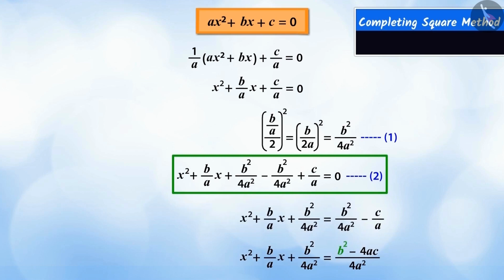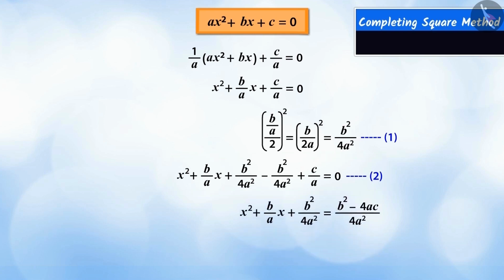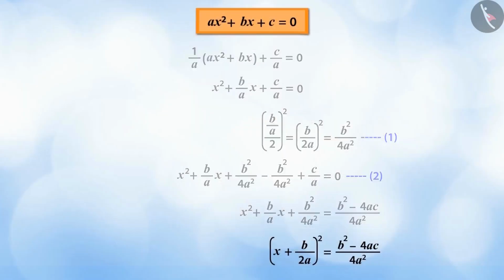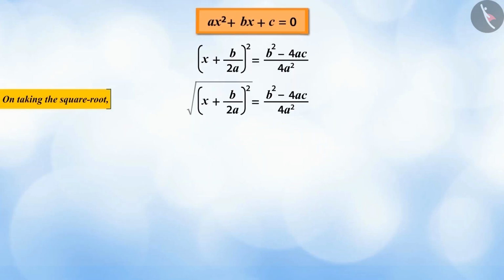On solving equation 2, we get b to the power of 2 minus 4ac upon 4a to the power of 2 on the right side. And by expressing the left side as the square of a binomial, we get this form of the equation. What do we need to solve this equation? We find the square root of the equation, keeping in mind that on the right side of the equation, we put a positive and negative sign.